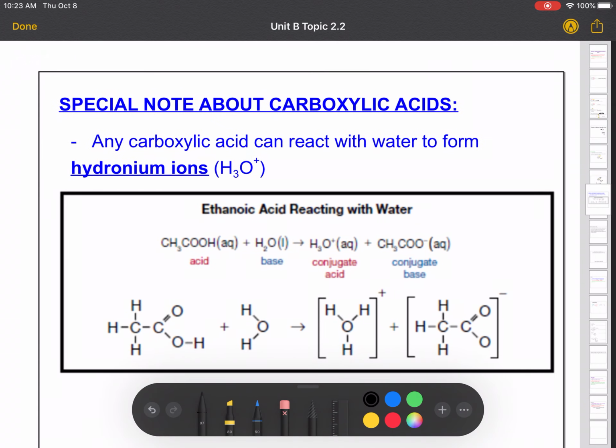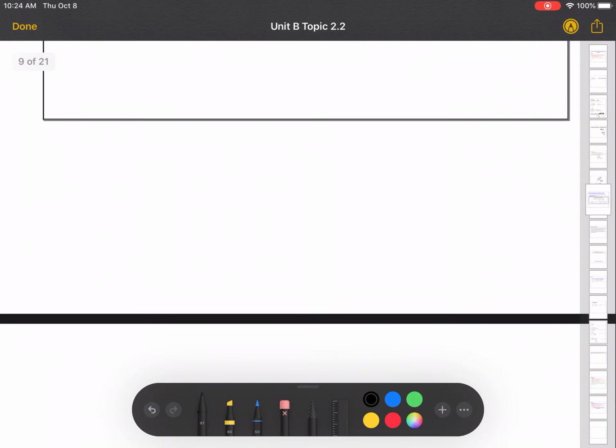So a special note about carboxylic acids, any carboxylic acid can react with water to form hydronium ions. So if we have a carboxylic acid and we add it to water, it could create those hydronium ions, basically that's why it's considered an acid.